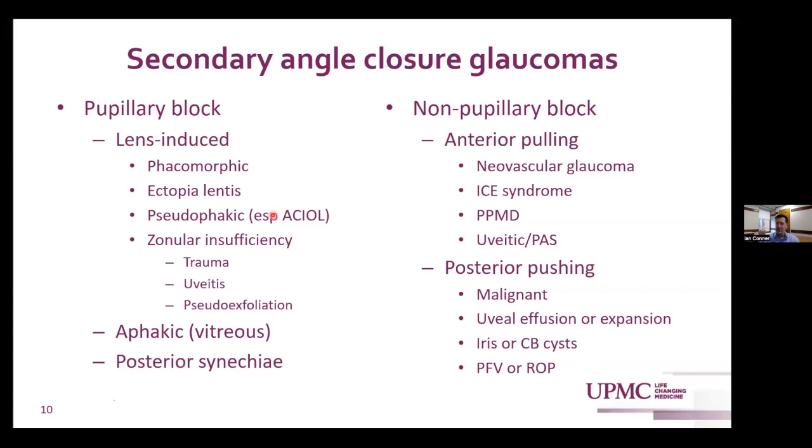So in neovascular glaucoma, you form a fibrovascular membrane on the surface of the iris, which pulls the peripheral iris up into the angle, blocking it. ICE syndromes are similar, but there's no abnormal vasculature. So those are the iridocorneal endothelial syndromes. Posterior polymorphous membrane dystrophy is usually bilateral, but otherwise looks a lot like ICE syndrome, and it's an endothelium that causes angle closure via a pulling mechanism.